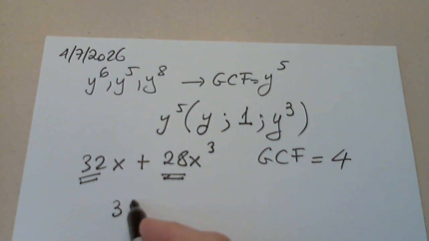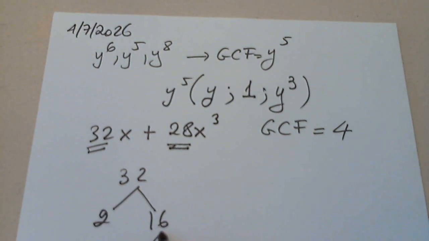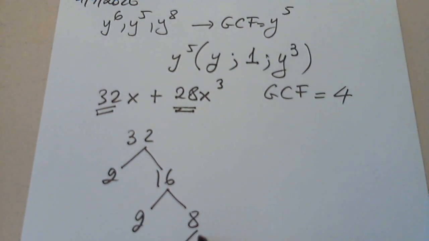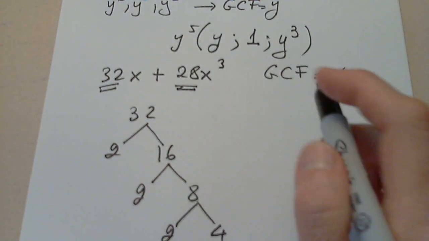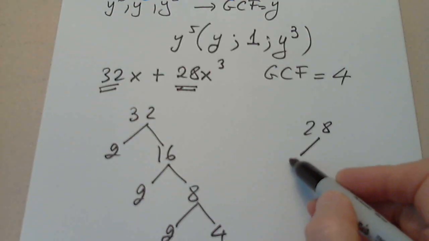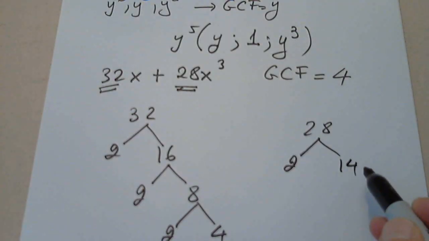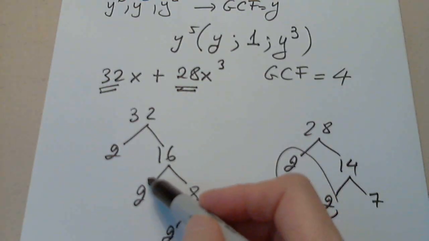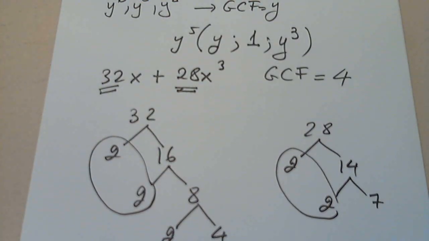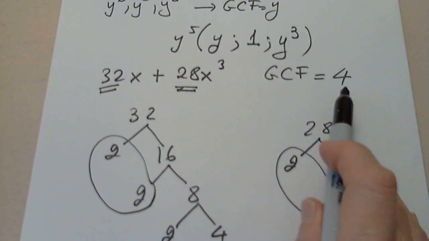So how do we know? Remember the factorization tree. 32 is an even number. 16 is an even number. 8 is an even number. 4 is an even number. What about 28? Even number. Even number. So you see the common factor is indeed 4. That's why we put 4.